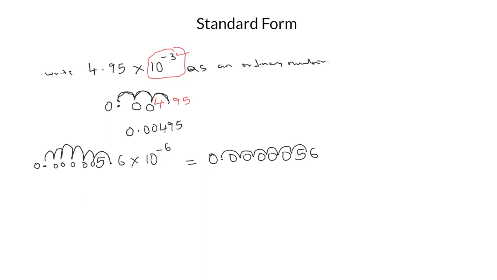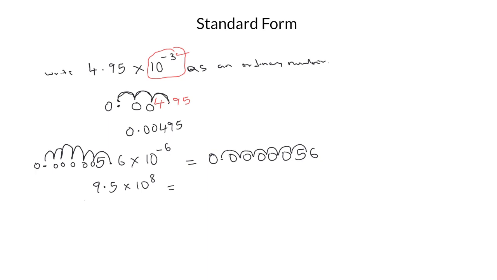Now, what if it's a very large number? Say you have 9.5 times 10 to the power of 8. In this case, this is a very large number. How do I know? Because the power of 10 is positive. It's not negative. So I know it's a large number, and I'm going towards the right-hand side.